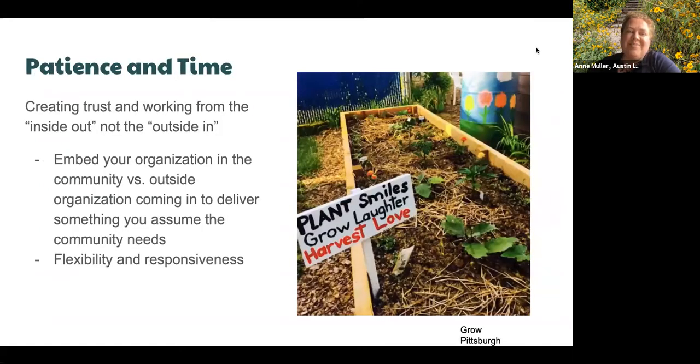Patience and time definitely came up. This is not something that happens in weeks or months. This is years. I always say that a school garden is never done, and I think that the relationships that you build are also never done. We're constantly investing in our community partnerships and relationships with people. So making sure that you're building trust.